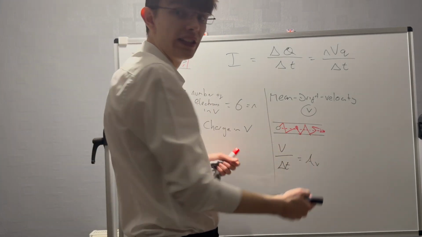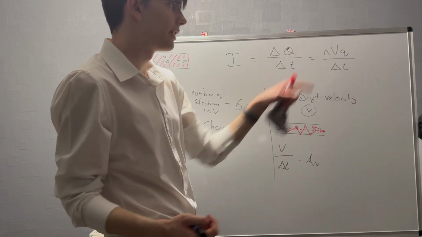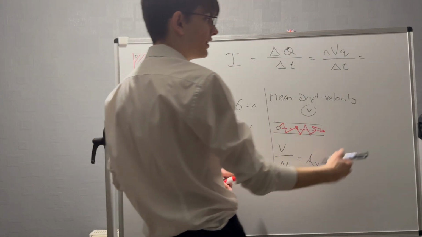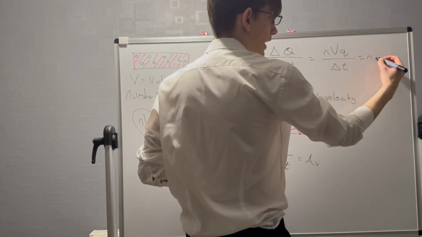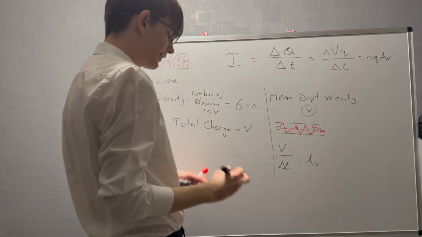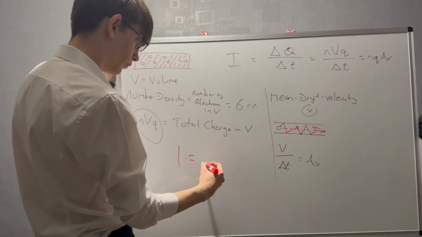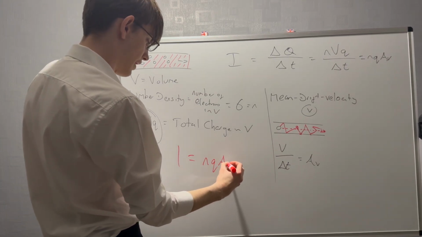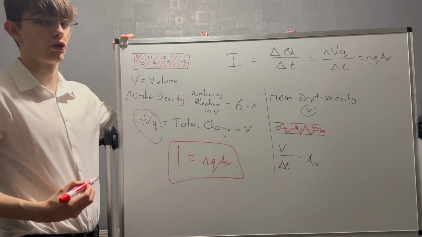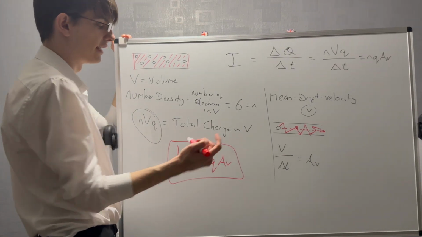Now, let's not get our V's confused. Big V is volume, little v is mean drift velocity. And I can replace that V over delta T with simply Av. So nQAv. And this here, I'll write it big down here, I equals nQAv, is our last main equation for current. If they're electrons, then this will be an e instead of a Q.